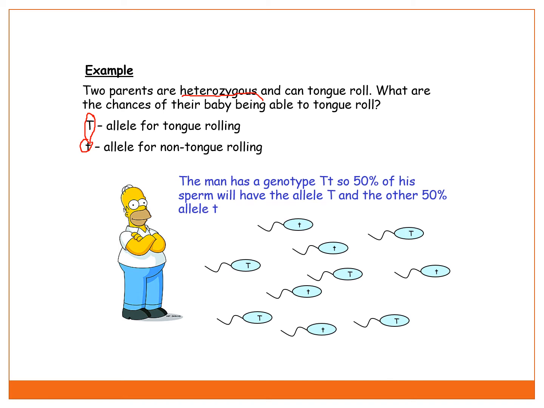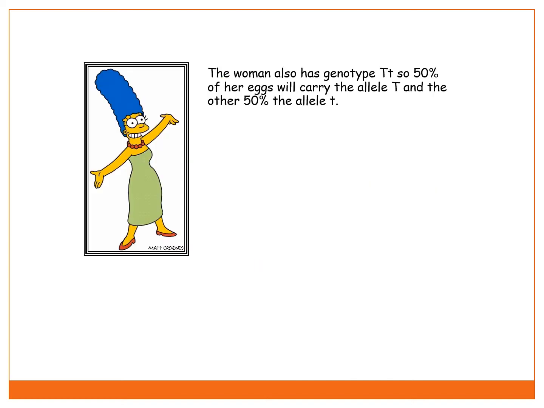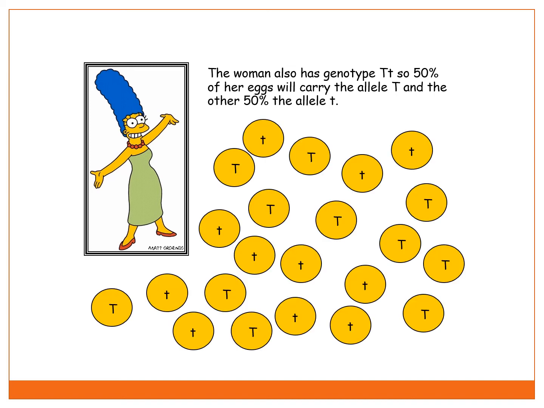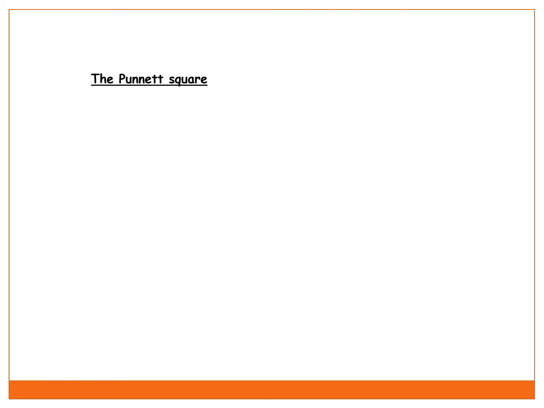So it says that the man has a genotype capital T, small t, so 50% of his sperm will have the allele capital T, and the other 50% will have the allele small t. The woman also has a genotype capital T, small t, so 50% of her eggs will carry the allele capital T, and the other 50% will carry the allele small t. So try to put the information in a Punnett square yourself. Pause the video and try to do that before I go over the answers.